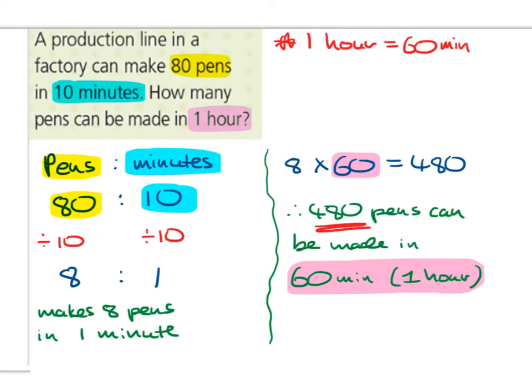So we figured out that 8 pens can be made in 1 minute. We wanted to know how many pens could be made in 60 minutes. So 8 times 60 is 480. So 480 pens can be made in 60 minutes, which is the same thing as 1 hour.